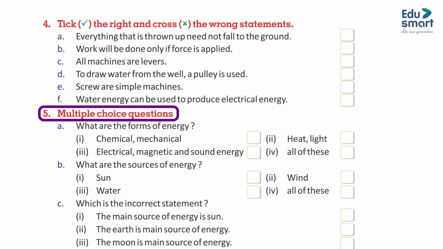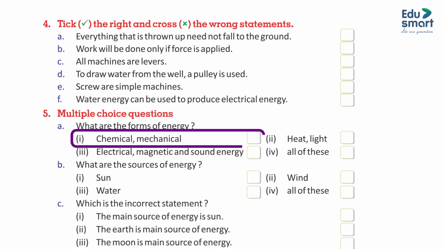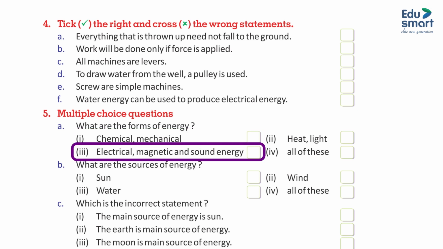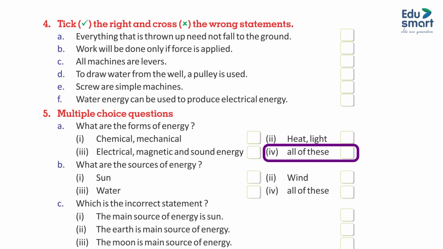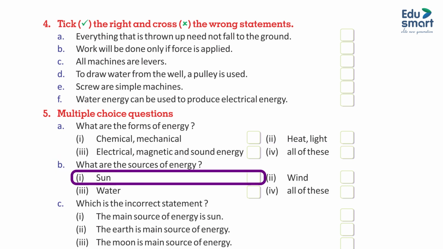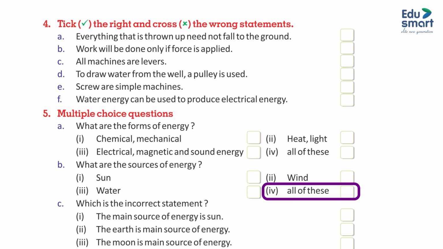5. Multiple choice questions. A. What are the forms of energy? 1. Chemical, mechanical. 2. Heat, light. 3. Electrical, magnetic, and sound energy. 4. All of these. B. What are the sources of energy? 1. Sun. 2. Wind. 3. Water. 4. All of these.